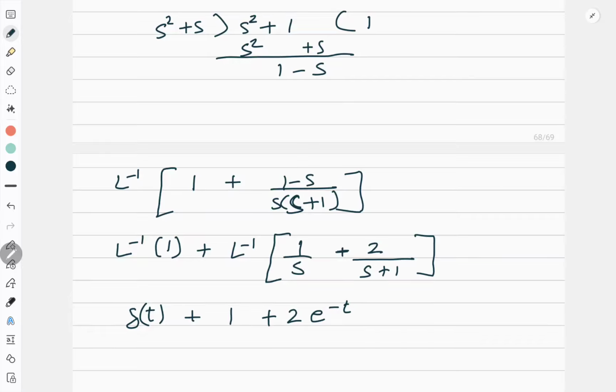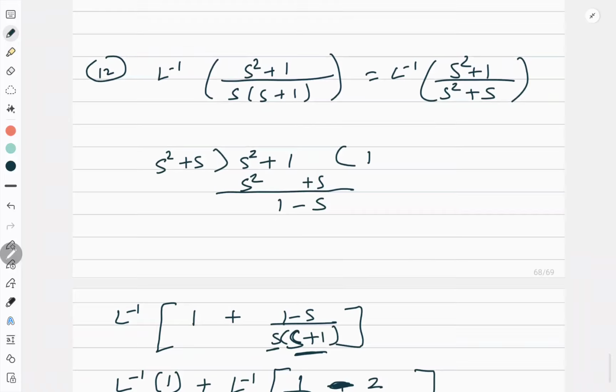Just check this once. I have first put s = 0, so I got 1 by 1. Then I put s = −1. When I put −1, I got 2, and down I got −1. So this will become minus. So this is the answer.